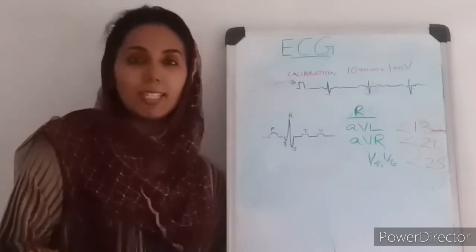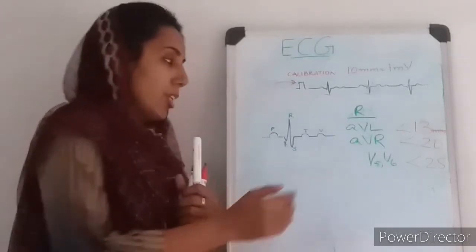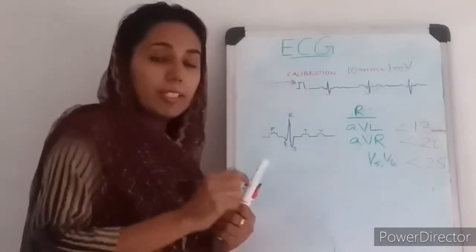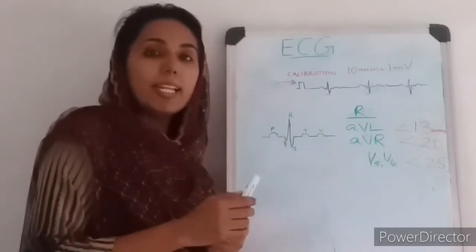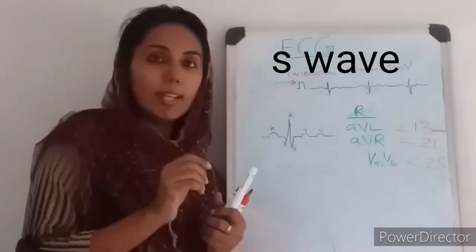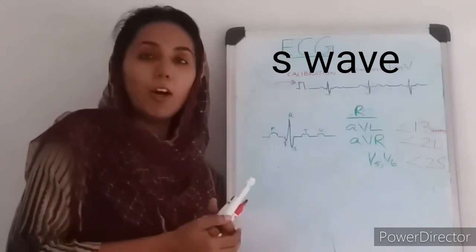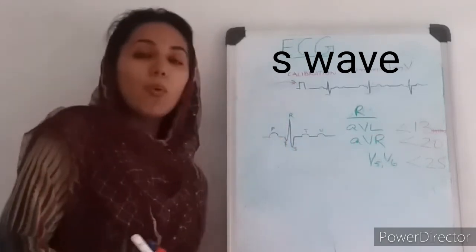Now let us discuss the S wave. The S wave is because of the basal ventricular depolarization, so it is in the negative direction. The S wave is normally less than 1/3 of the R wave. I told you the Q wave is normally less than 1/4 of the R wave. This S wave is less than 1/3 of the R wave. So what happens here?